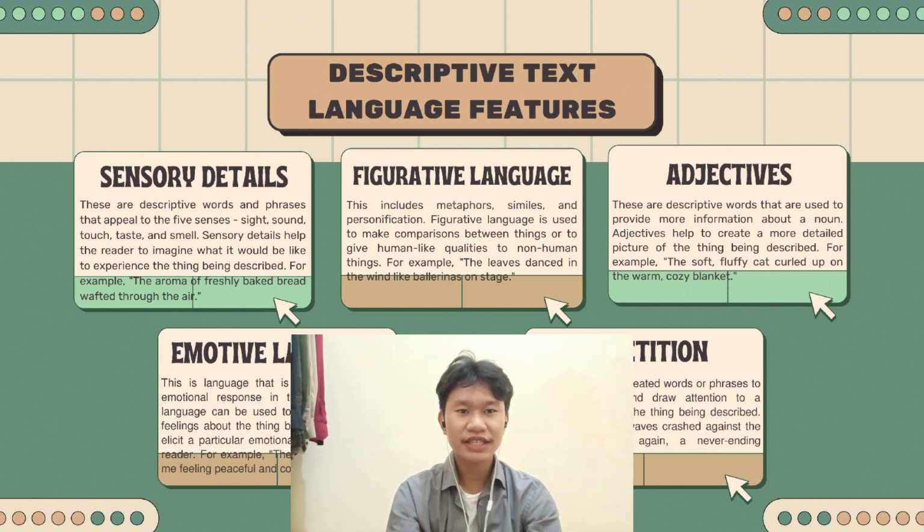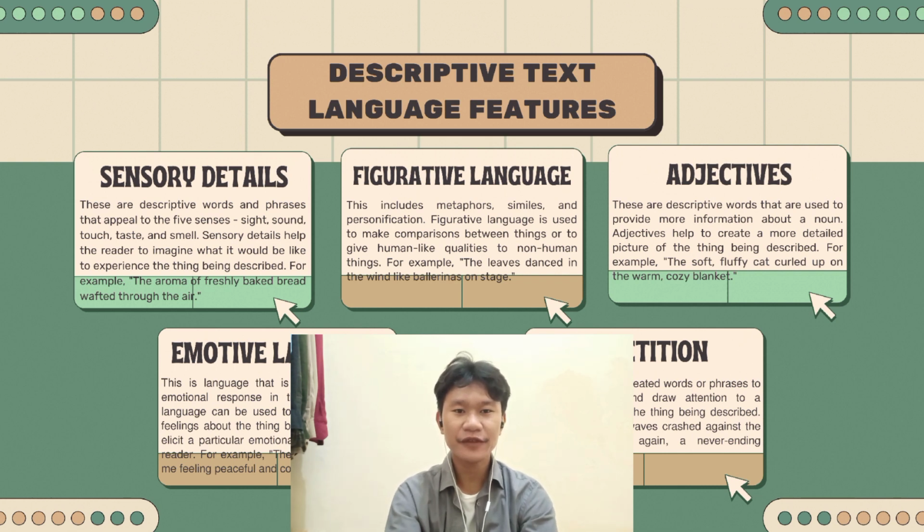The author uses olfactory sensory details with the word aroma to help the reader imagine the smell of the bread being baked. By using sensory details, the writer can bring the reader closer to the experience described in his writing.